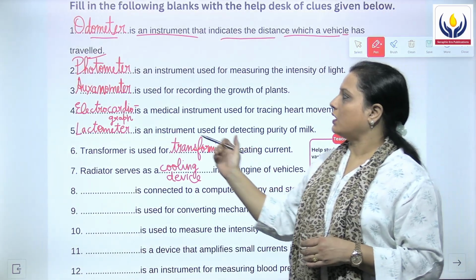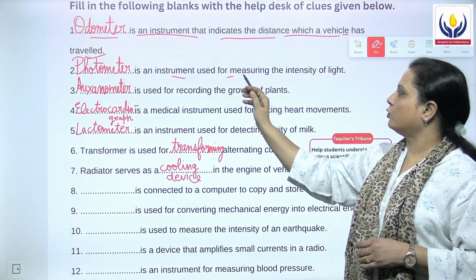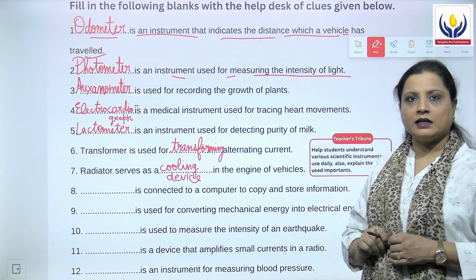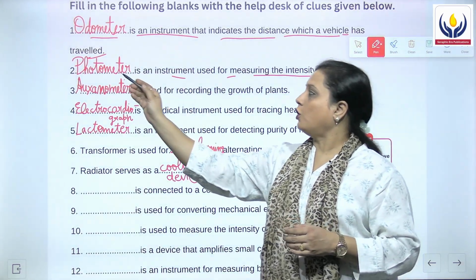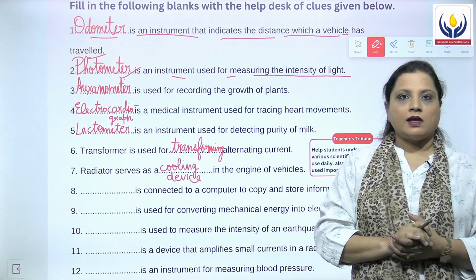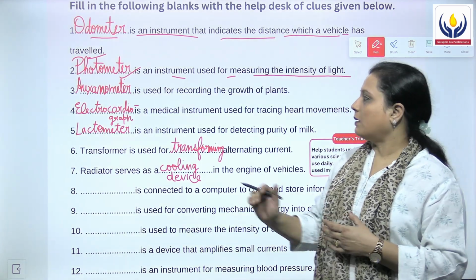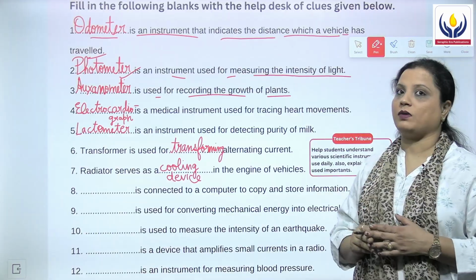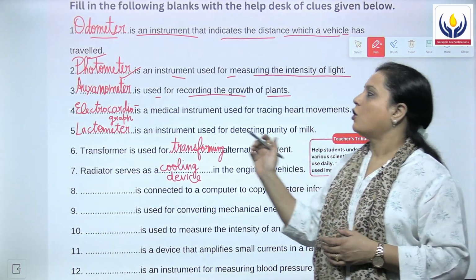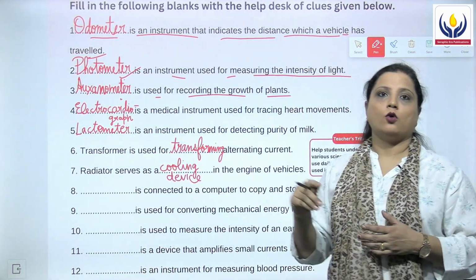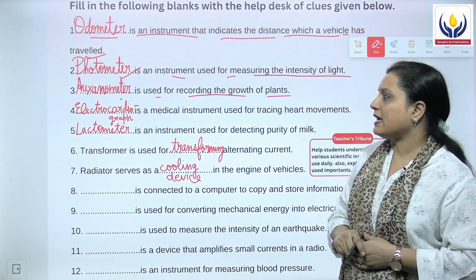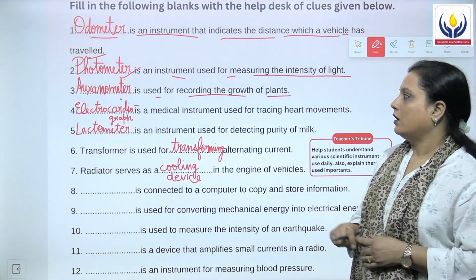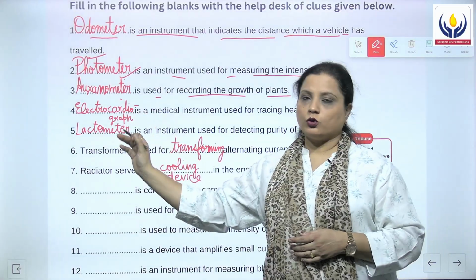Then the second is dash is an instrument used for measuring the intensity of light, and hence it is known as photometer. Then we have the third number which says dash is used for recording the growth of plants, and it is known as auxanometer. Auxanometer. Okay. Then we have the fourth one.